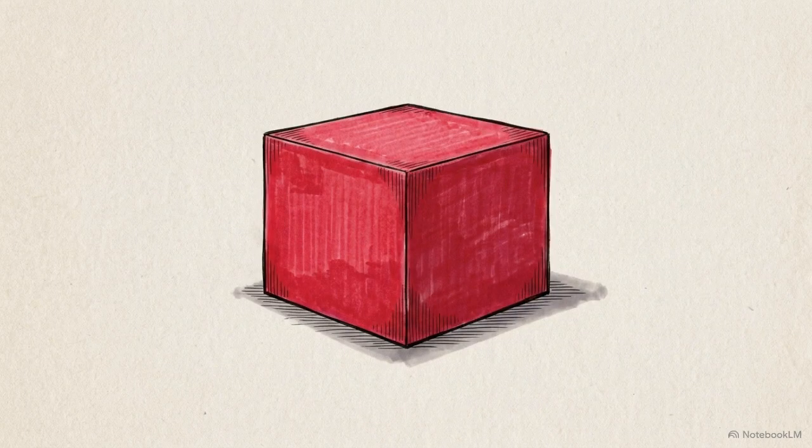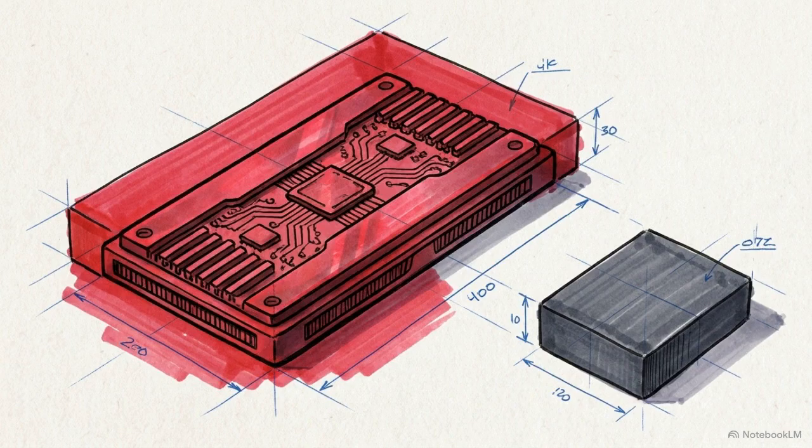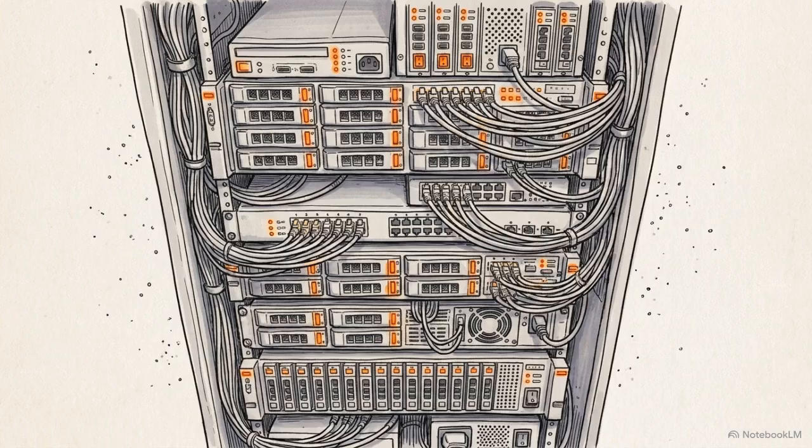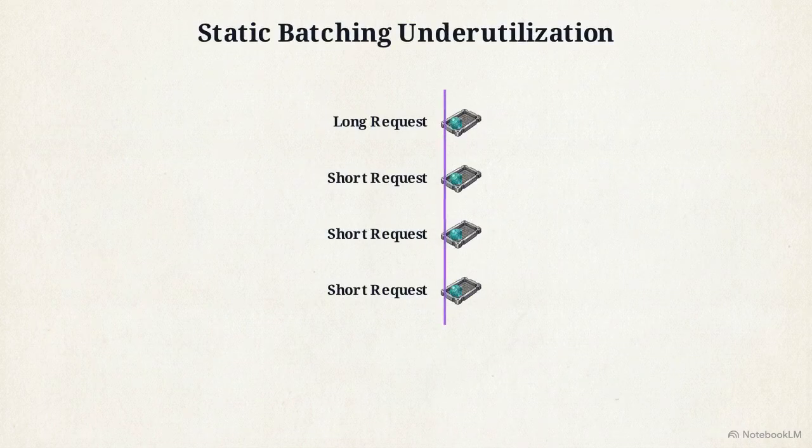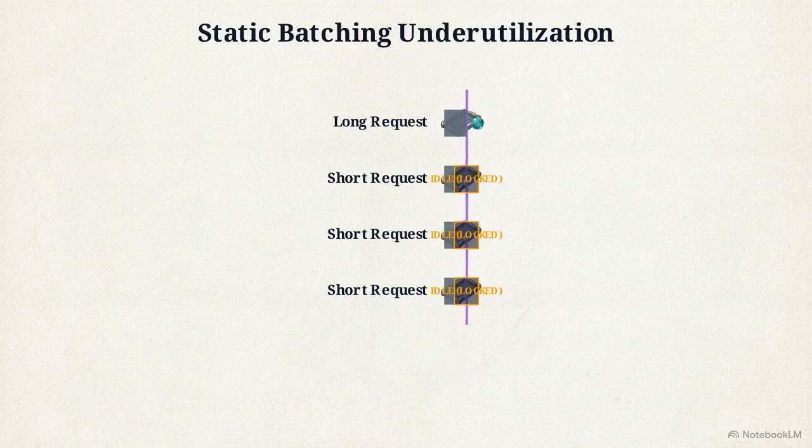That 85 gigabytes represents the sequence cache alone. It exceeds the total physical capacity of a standard enterprise accelerator before we even attempt to load the actual neural network weights. Traditional static batching paralyzes this highly constrained environment. If a batch contains one long request and several short ones, the hardware slots allocated to the shorter requests remain locked and idle while they wait for the longest sequence to finish.